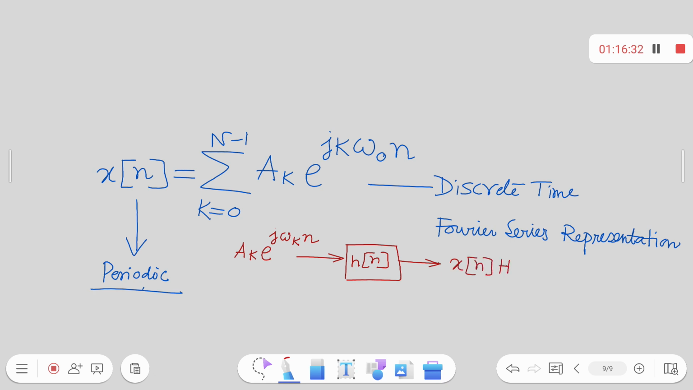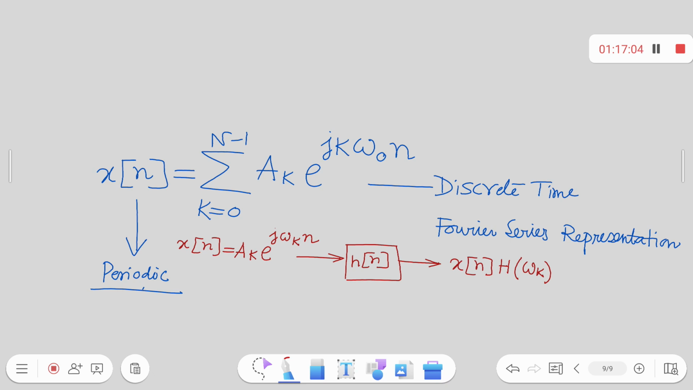The output is x of n multiplied with H of omega_k. Suppose this is your x of n. Now what if I have not only a single complex sinusoid, but a number of complex sinusoids, n number of complex sinusoids?